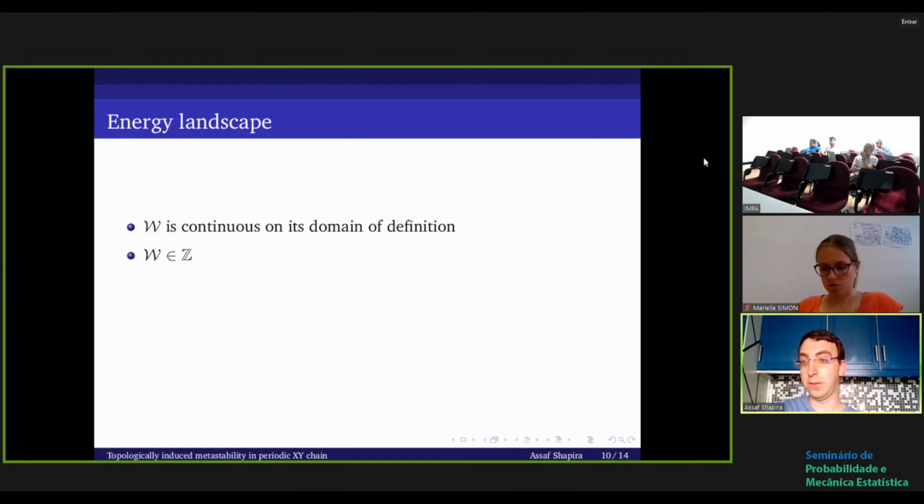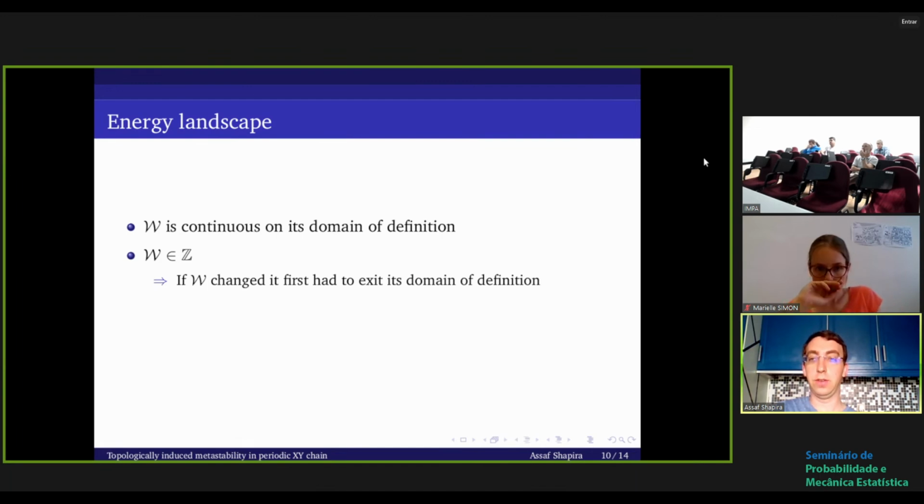And it's an integer. So if you have a continuous function which is also discrete, it has to be constant on each connected component of its domain. Which means that if our winding number changed, if we moved from one configuration to the other with a different winding number, then at some point we had to pass through a configuration where the winding number is not defined. Remember, we said that it's defined almost everywhere, but not everywhere.